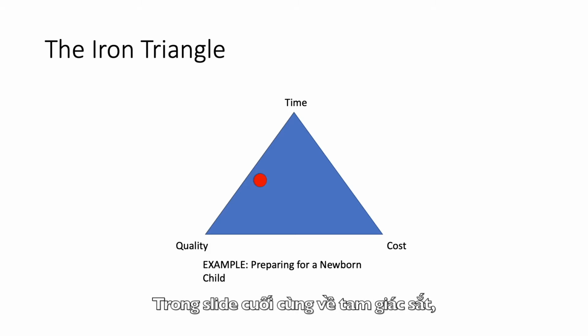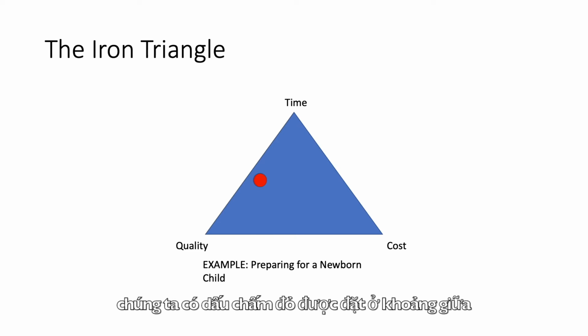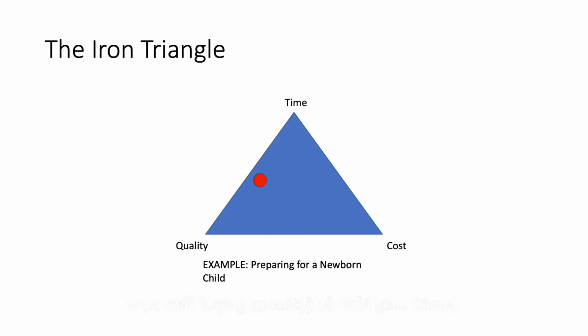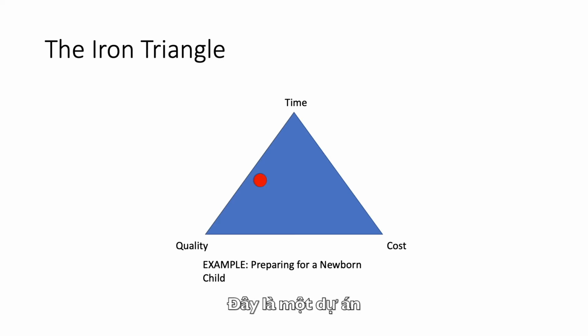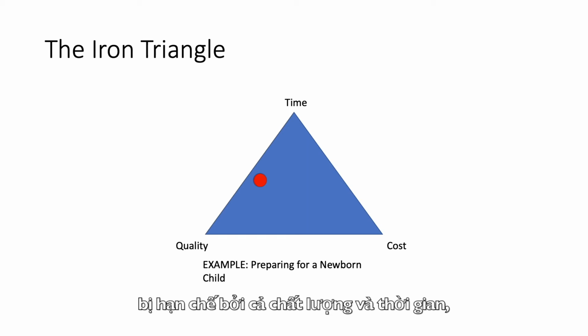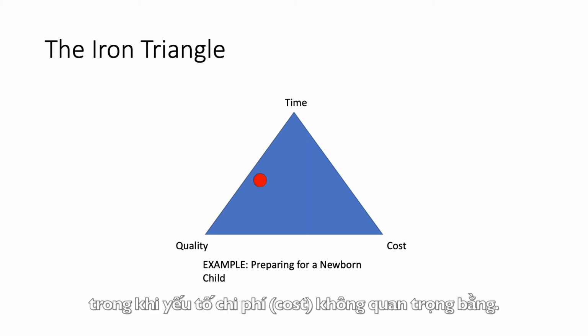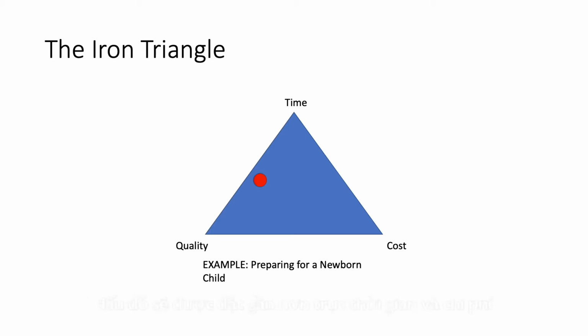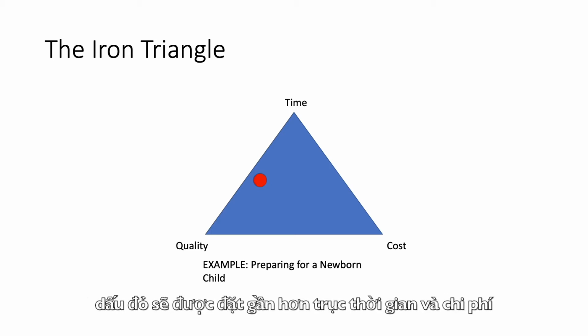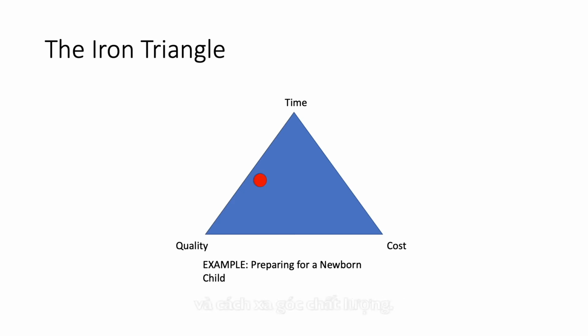Here in our last view of the iron triangle, we're showing the red dot is somewhere along the axis of quality and time, roughly in the middle. This is how we represent a project that's constrained equally by quality and time, and where cost is really not all that significant. If time and cost were more significant than quality, then the red dot would be closer to the time and cost axis and further away from the quality corner.